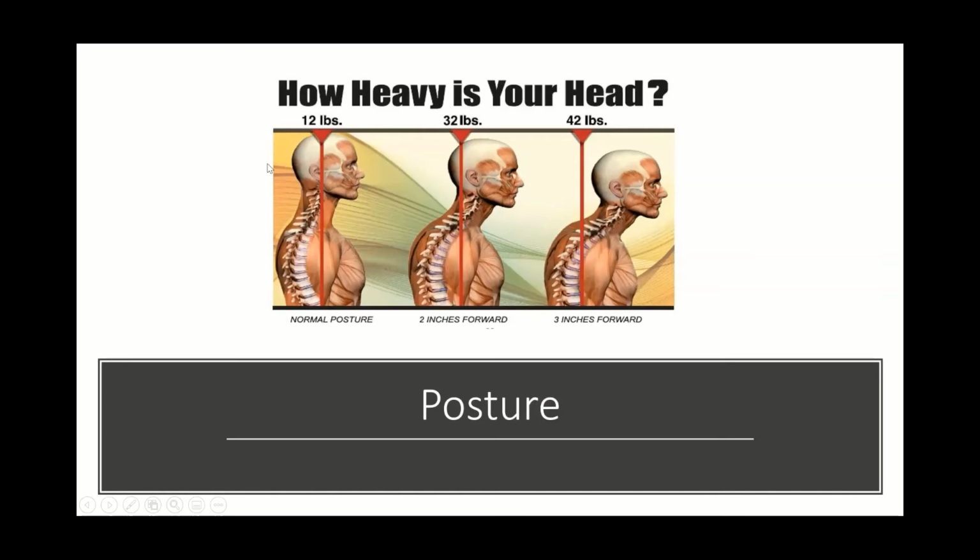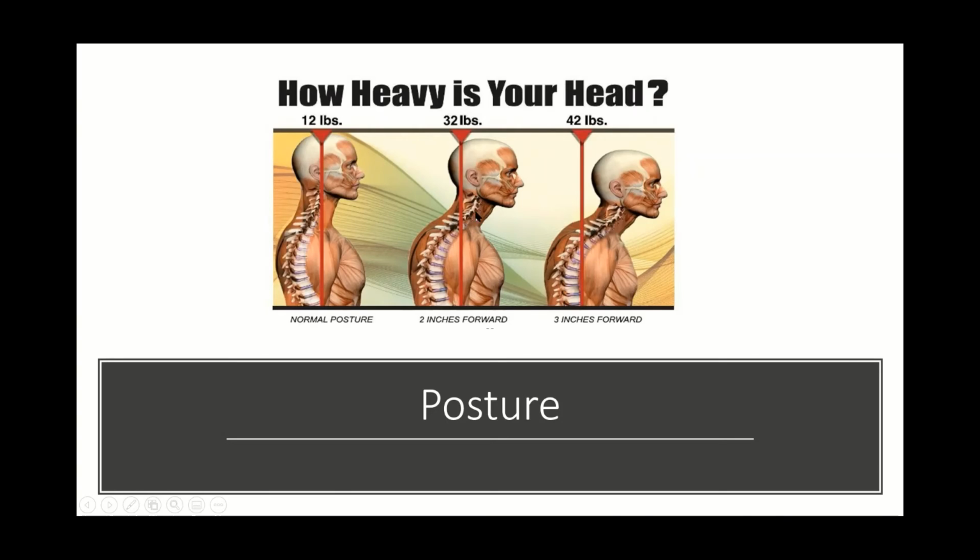If we look at this posture picture, we can see that with a neutral or normal posture, the head is about 12 pounds of force going directly down through the spine. For every inch we go forward, so anterior head carriage, you can see 2 inches adds an extra 20 pounds to that head, 3 inches adds an extra 30 pounds to that head. So by adding extra weight, or force that the spine has to hold and support, these muscles tend to tighten up a little bit.